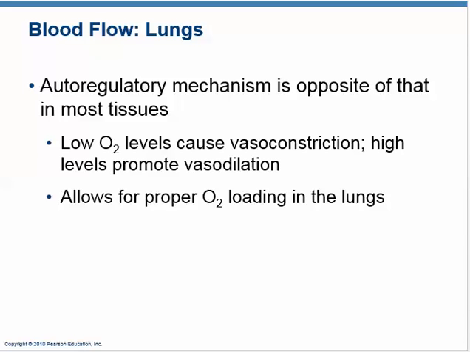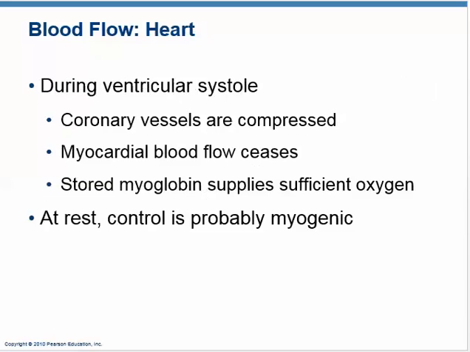The autoregulation works exactly the opposite, which makes sense, because low O2 levels cause vasoconstriction, because you want to speed up the flow of blood through the lungs so that we can pick up more oxygen. So all the autoregulatory mechanisms work exactly the opposite, because the arteries have the opposite type of blood to systemic circulation.